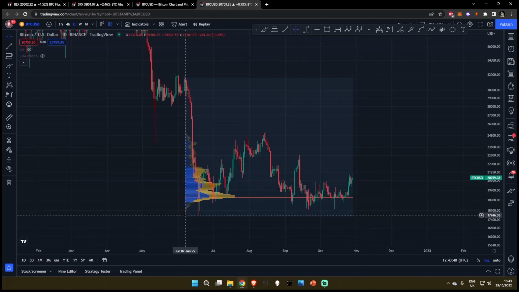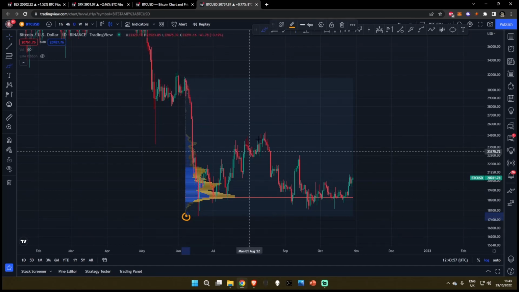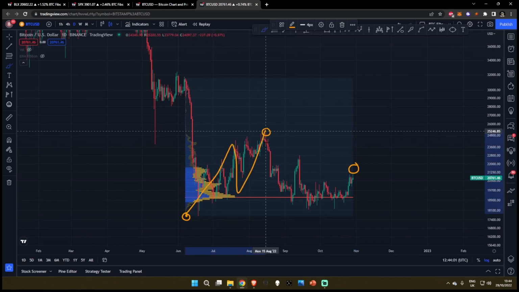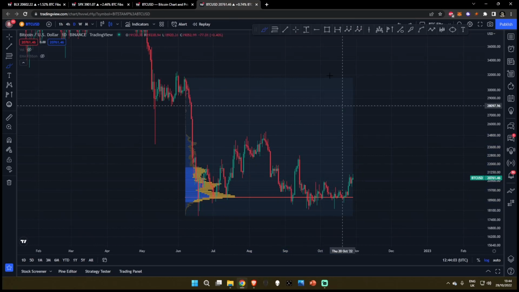So all it's telling you when you draw this out is, hey, this is where the volume was traded from the start of this range all the way down here, from the lows all the way up to the top of this range, and then back down here. So it's basically telling you all the volume that was traded in this range over here.